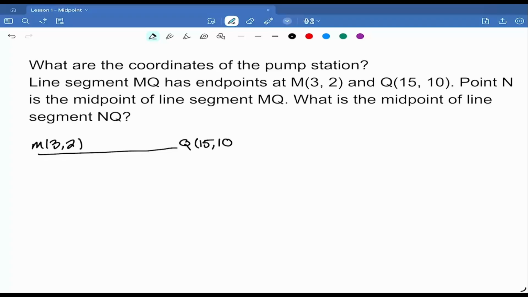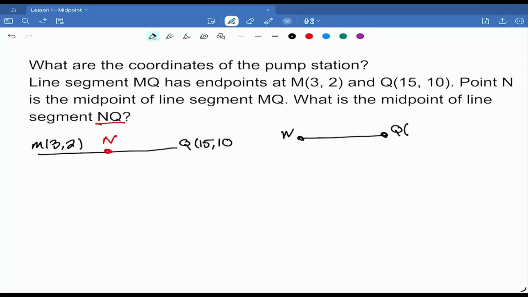Now, we have the line segment with the points M and Q. And it says point N is the midpoint of line segment MQ. So the middle point in this one is N. It says what is the midpoint of line segment NQ? But N is the middle of M and Q. So if we look at where N is and go to Q, they didn't give us anything for the middle of that. So we're going to use that last statement and we're going to redraw another line segment with the letters N and Q on it.